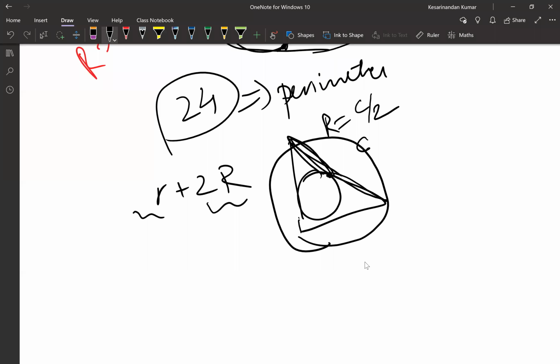So the perimeter of this triangle is 24. It's a right angle triangle. You have to find the sum of inradius as well as twice the circumradius. And I've just given you the shortcut formula for the circumradius. It's half of the hypotenuse. Hint: you will have to use the concept of Pythagorean triplets.